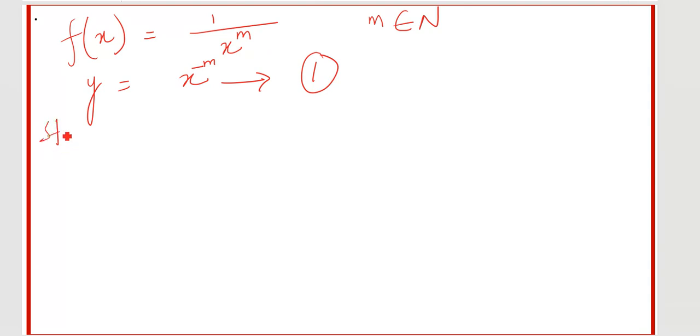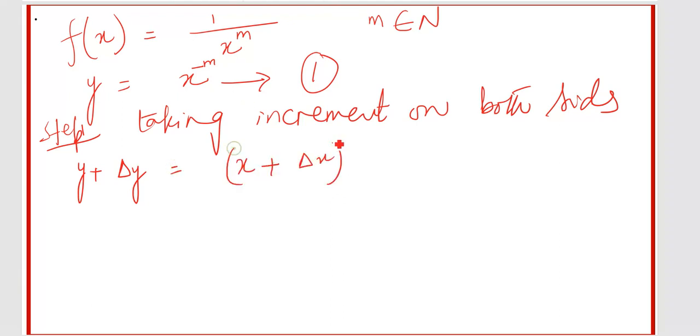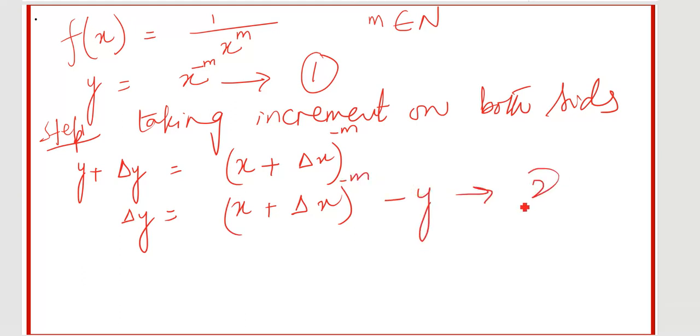So now our first step is taking increment on both sides. So here we have y, it will be y plus delta y, which is equal to (x plus delta x) whole power minus m. Now we will take this y to the other side of the equation, the right hand side. So the sign of this y will change to minus y, and this is my equation number 2. Here I said y is equal to x raised to power minus m.